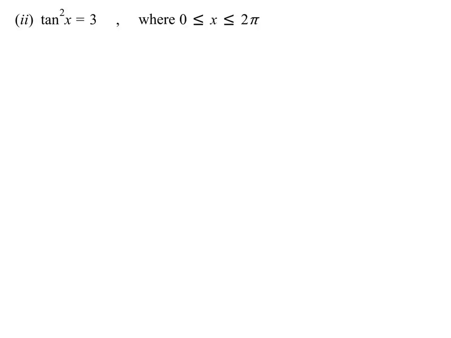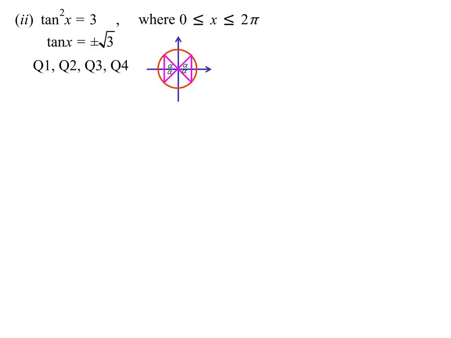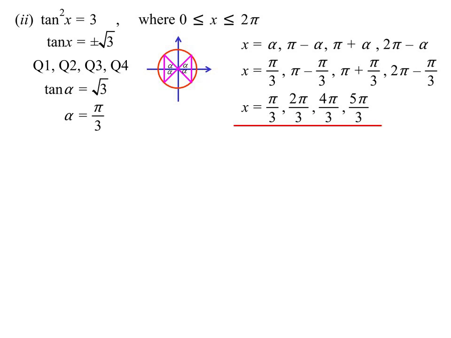Tan squared x equals 3. So again, the same sorts of questions, just that now we're using radians instead of degrees. So plus or minus root 3, all 4 quadrants this time. Acute angle, well again it's 60 degrees, isn't it? So pi on 3. As I was saying yesterday, we're going to see these exact values crop up a lot. So we have our 4 answers there, pi on 3, 2 pi on 3, 4 pi on 3, and 5 pi on 3.